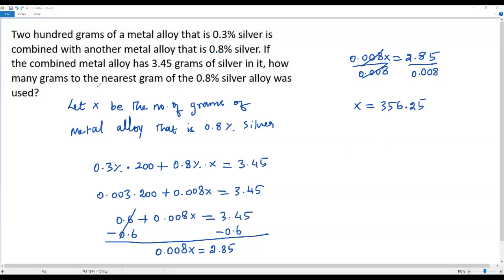Also, they're asking us to find how many grams, to the nearest gram, of the 0.8% silver alloy. That means we have to round the value of x to the nearest whole number. For that, just look at the digit in the tenths place. It's 2. If it is 5 or greater than 5, I have to add 1 to the ones place to round this number to the nearest whole number. But it's not 5, it's less than 5. So x can be rounded to the whole number 356. So the amount of the 0.8% silver alloy that was used is 356 grams.